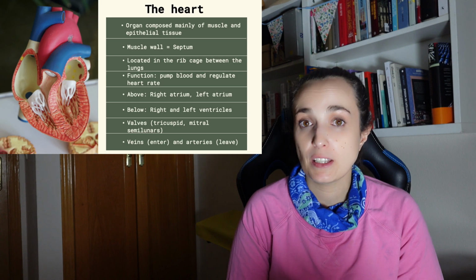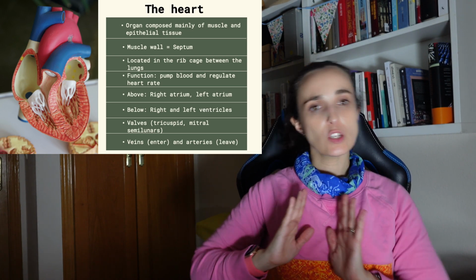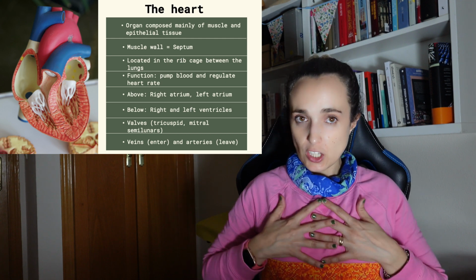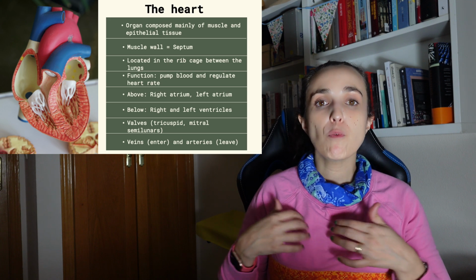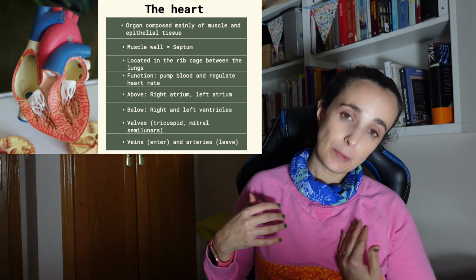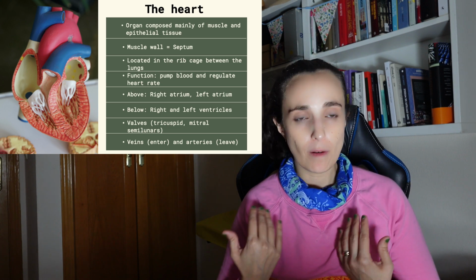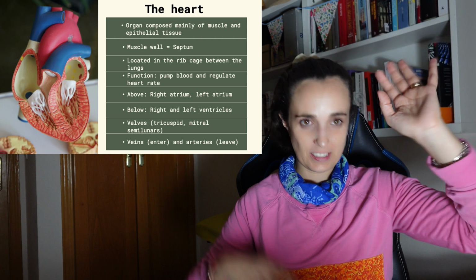Now, what about the heart? The heart is located more or less in the center left of our rib cage. It is protected by the ribs, right? And we have four cavities inside, two right cavities and two left cavities. Probably you will see it the other way around in the video, okay? But this is my right, this is my left.